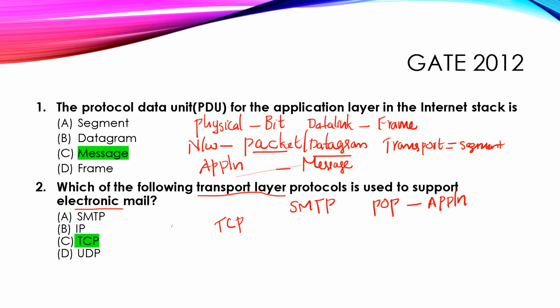SMTP means Simple Mail Transfer Protocol, which is used to send the message from the computer to the mail server. And POP is Post Office Protocol, which is used to download the message from the mail server to the computer. So, on the sender side, SMTP will work, and on the receiver side, POP will work. And in the transport layer, TCP is used so that delivery of all the mails is guaranteed.